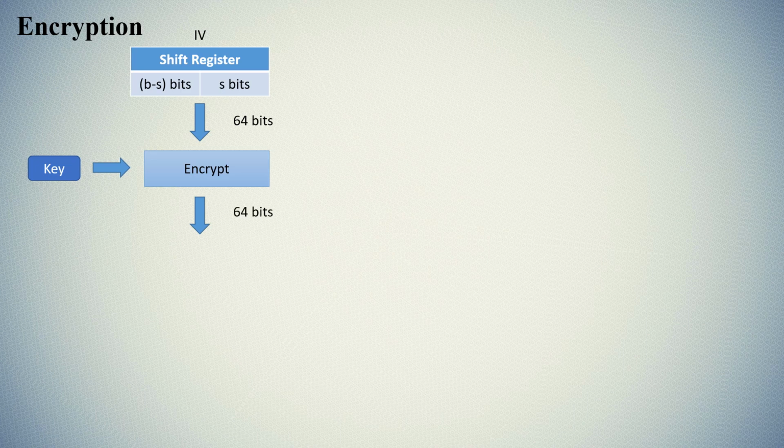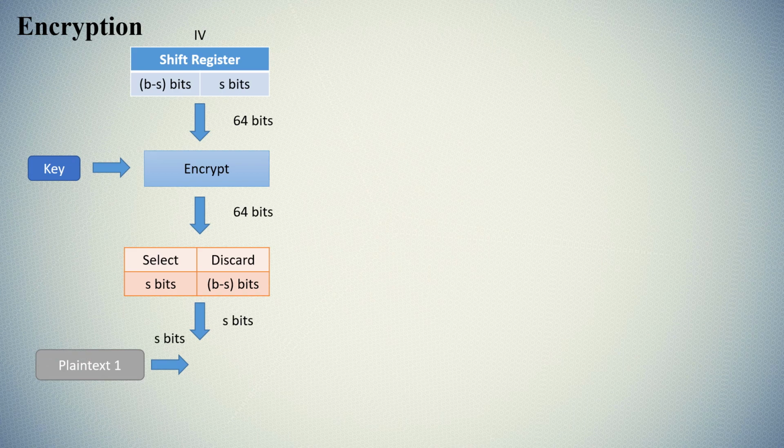During the encryption process, the key will be used to encrypt the initialization vector. The encryption process will produce an output block which contains two parts, the select part and the discard part. The leftmost S bits will be selected, and the remaining bits will be discarded. The selected S bits will then be XORed with the first S bits of plaintext to produce a ciphertext.